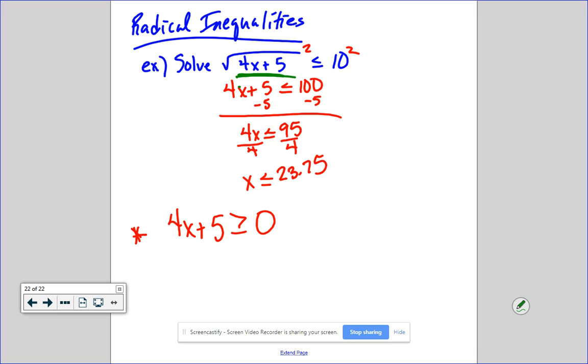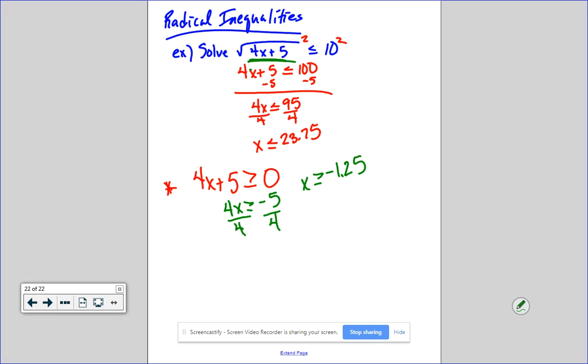So the discriminant is the 4x plus 5. I get 4x is greater than or equal to negative 5, divide by 4. X has to be greater than or equal to negative 1.25. So now I write my solution: negative 1.25 is less than or equal to x, which is less than or equal to 23.75.